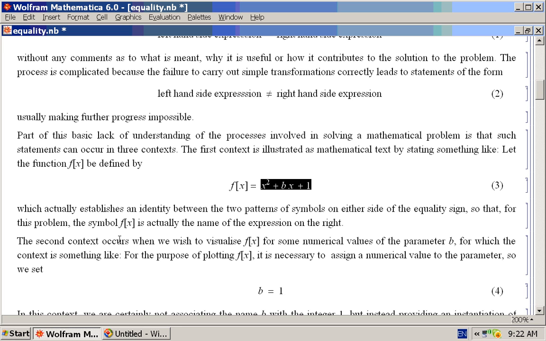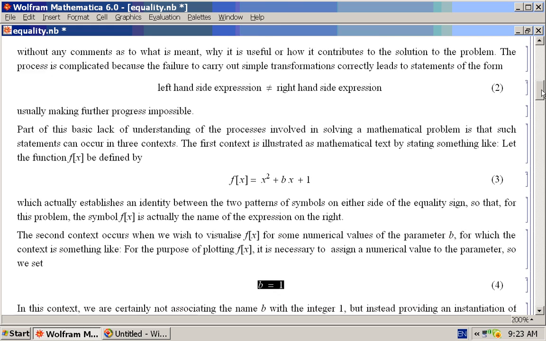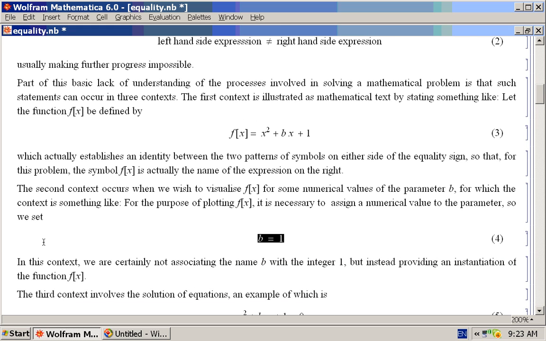The second context occurs when we wish to visualize f of x, for example, as a graph for some numerical value of the parameter b, because we can't draw a graph of this until we specify a number here, for which the context is something like, for the purpose of plotting f of x, it is necessary to assign a numerical value to the parameter so that we set b equals 1. So we've used the equality sign again, but in a completely different way to this, because in this context we are certainly not associating the name b with the integer 1, but instead providing an instantiation of the function f of x.